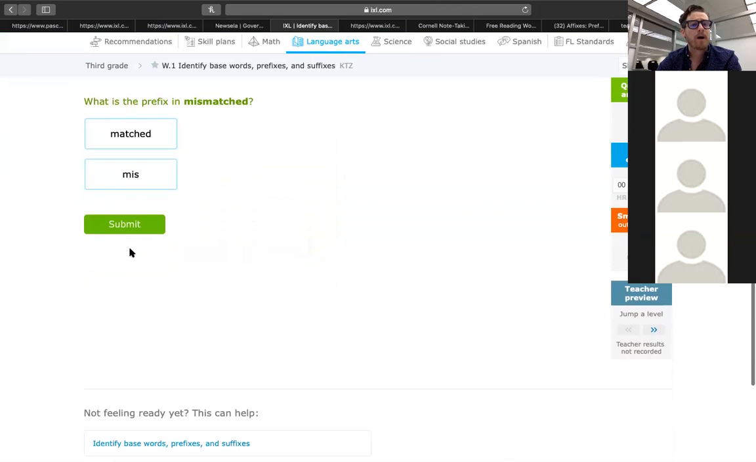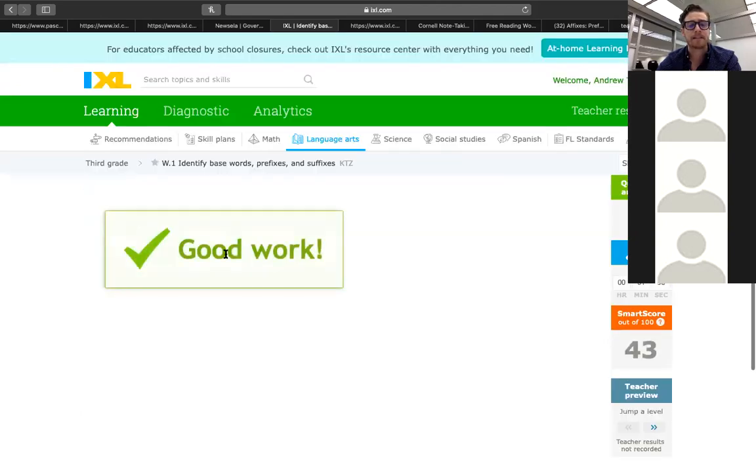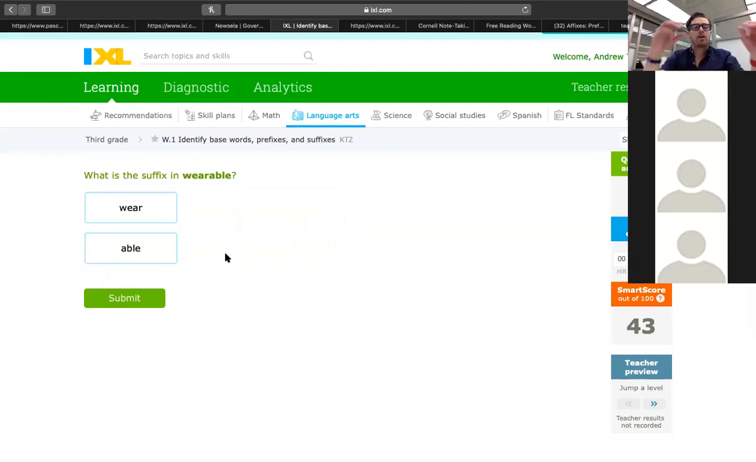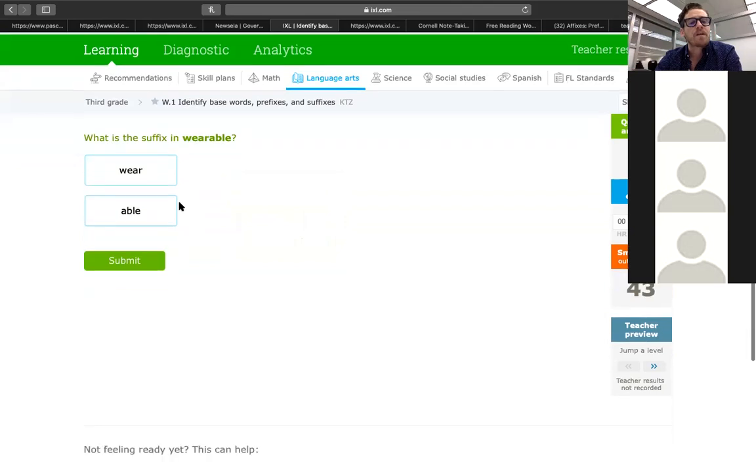All right, couple more. We are looking for the prefix in mismatched. Miss. Bingo bango, you guys got it. As you can see, we start at an easier level where we can kind of fly through these, and then we can move to more and more difficult prefixes and suffixes, okay? All right, so the suffix for wearable, is it wear or able? Able. Yes. Very good.